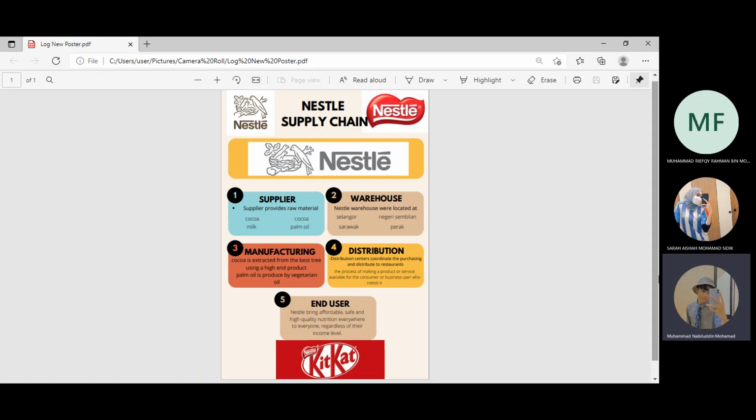Supplier is a person, company, or organization that sells or supplies something such as goods or equipment to customers. Some sources define a supplier as a business or person that makes goods available to another business or service. Suppliers are often referred to as the first link in a supply chain, existing strictly in a back-to-back relationship. Supplier, also known as provider of raw materials, such as Nestle provides cocoa, milk, palm oil, and many more.